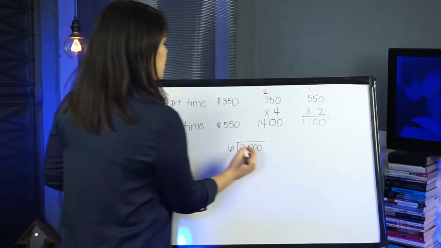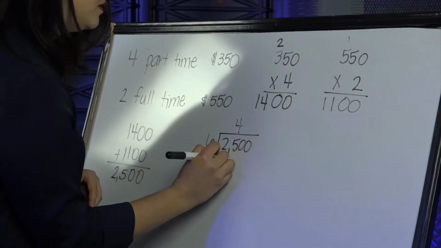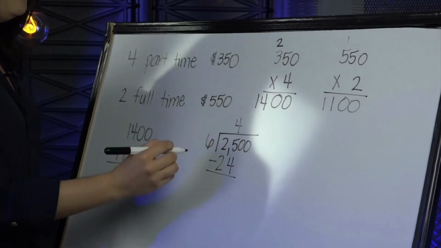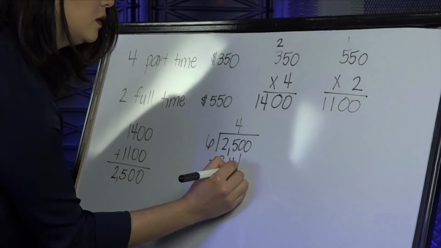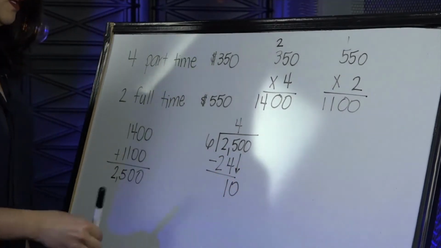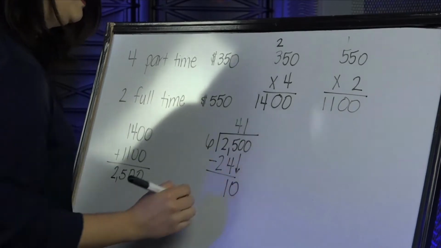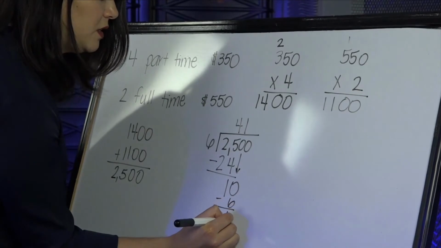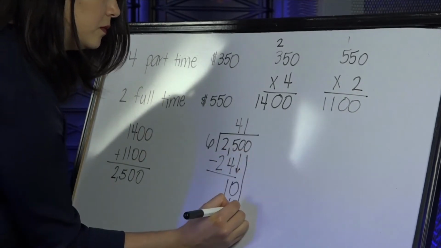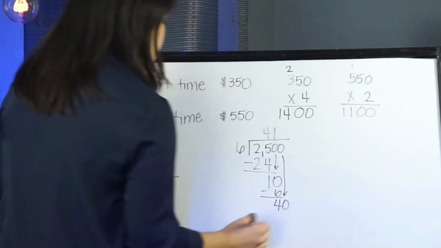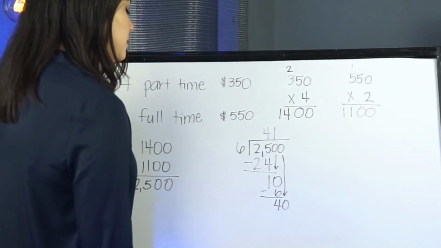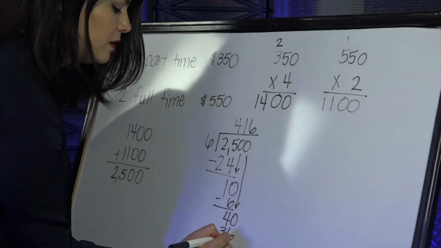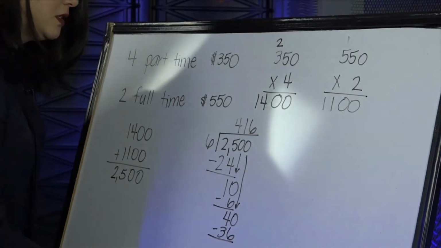So, 6 goes into 25 4 times. 25 minus 24 is 1. We're going to bring down a 0. 6 goes into 10 1 time. 6 times 1 is 6. 10 minus 6 is 4. We bring down the other 0. 6 goes into 40 6 times. 6 times 6 is 36. 40 minus 36 is 4.